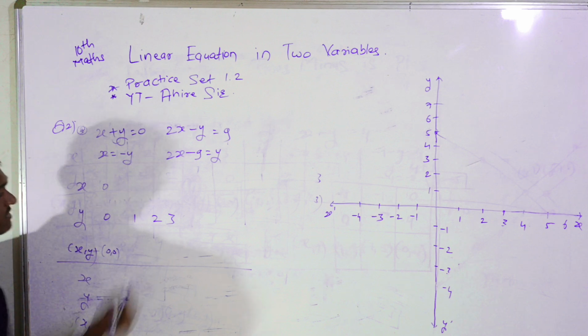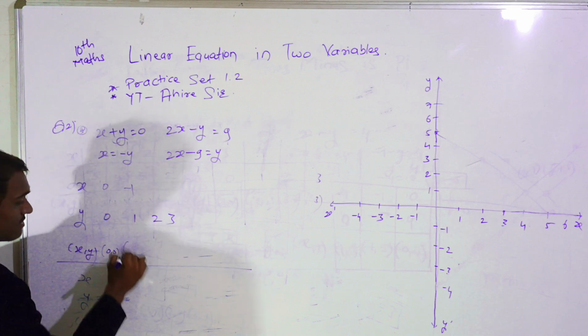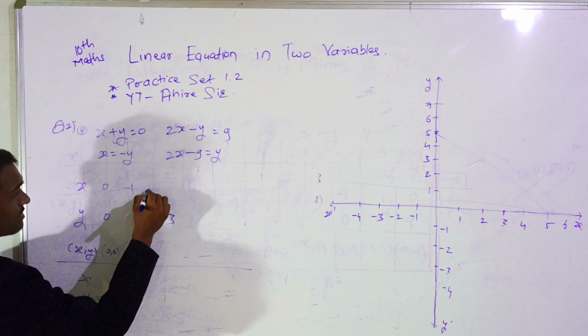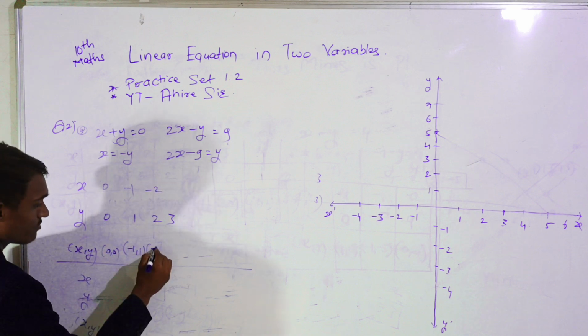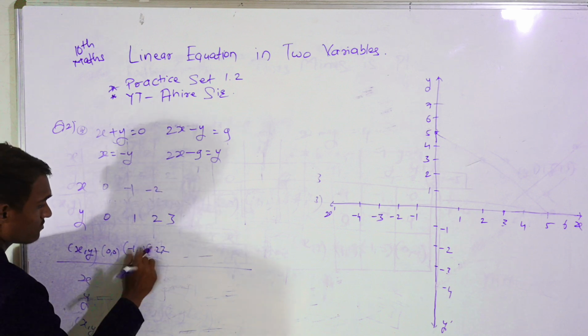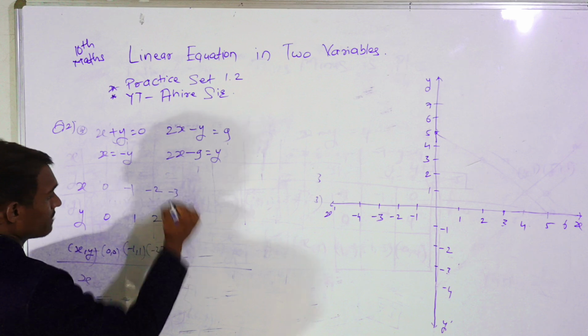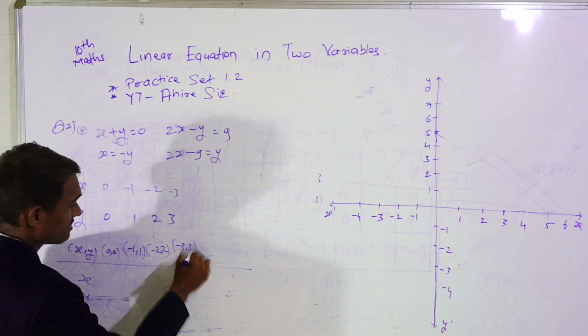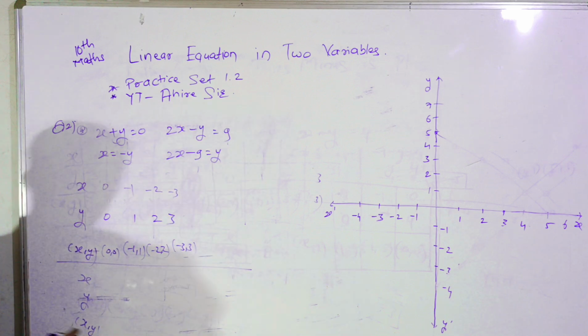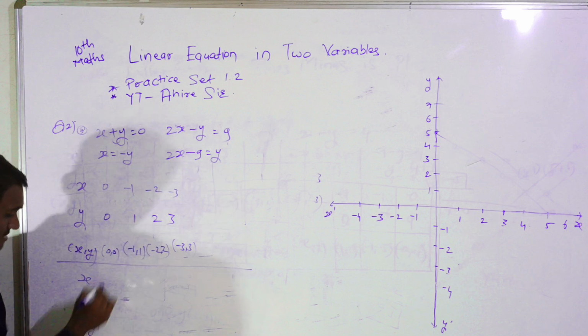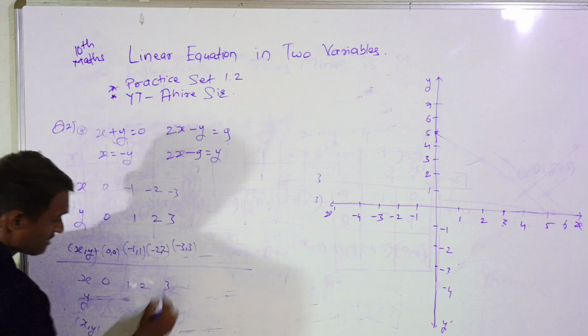y is equal to 1, x is minus 1. Minus 1, 1. Minus 2, 2. Minus 3, 3. These are the coordinates. Now we have to change the values of x: 0, 1, 2, and 3.